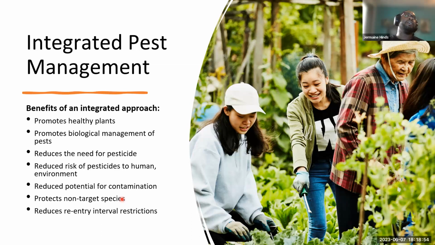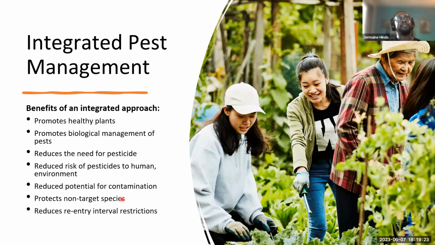So remember, last class we were talking about making the environment plant positive and pest negative. So another thing is it promotes biological management of pests. So leaning on natural pest management that's going on in the background can reduce the need for pesticide due to all of these other processes working. It can reduce your risk of pesticides to humans and the environment.